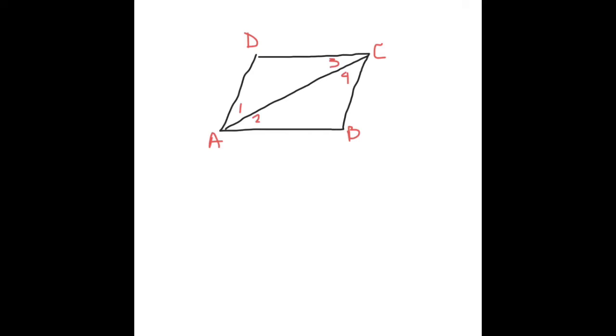So I wanted to make a quick video and hopefully show you how you can show how two triangles are congruent. The first thing that you're told is that segment DC is parallel to segment AB and that segment AD is parallel to segment CD.